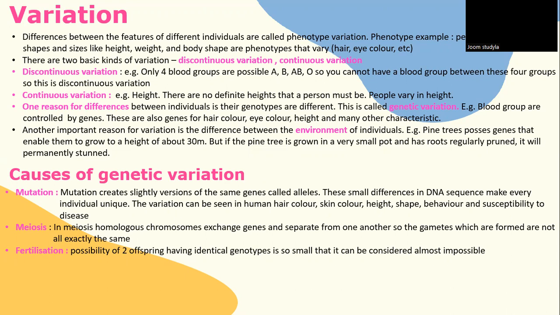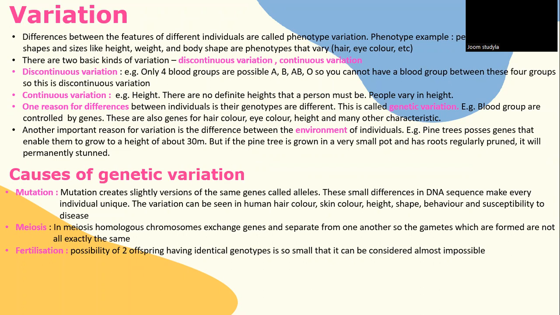Discontinuous variation example: only 4 blood groups are possible, A, B, AB, and O. So you cannot have a blood group between these 4 groups. So this is the discontinuous variation example. Continuous variation example: height. There are no definite heights that a person must be. People vary in height. One reason for differences between individuals is that their genotypes are different.